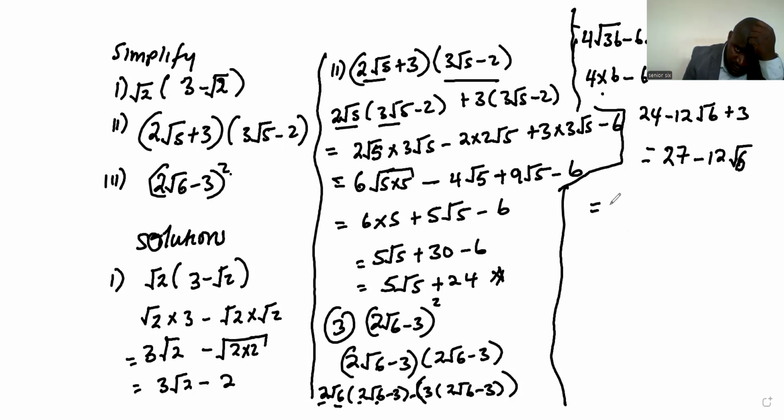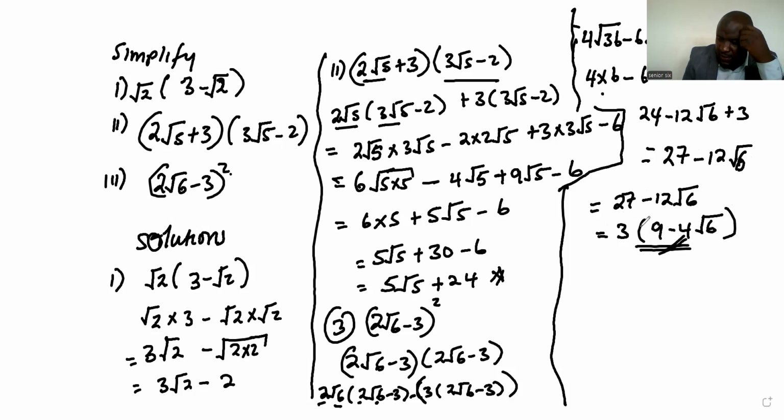So finally, this has arrived at 27 minus 12 root of 6. We can factor it into 3 into 9 minus 4 root of 6. That is the answer. Yeah, so basically, that is it.